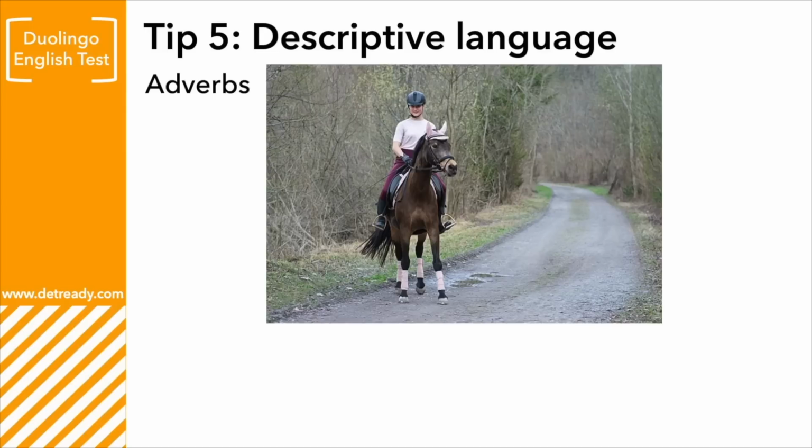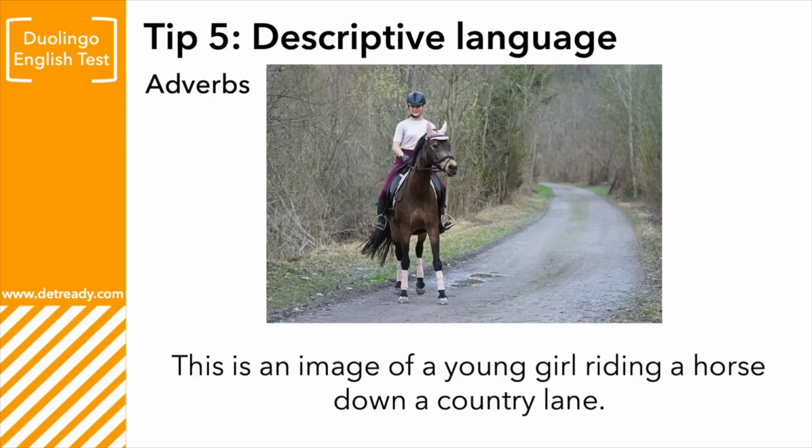Another example, this is an image of a young girl riding a horse down a country lane. With an adverb, this is an image of a young girl riding a horse carefully down a country lane. Or again at the end of the sentence. Those are 5 tips. Now let's look at a full answer to show you how it's constructed from start to finish.